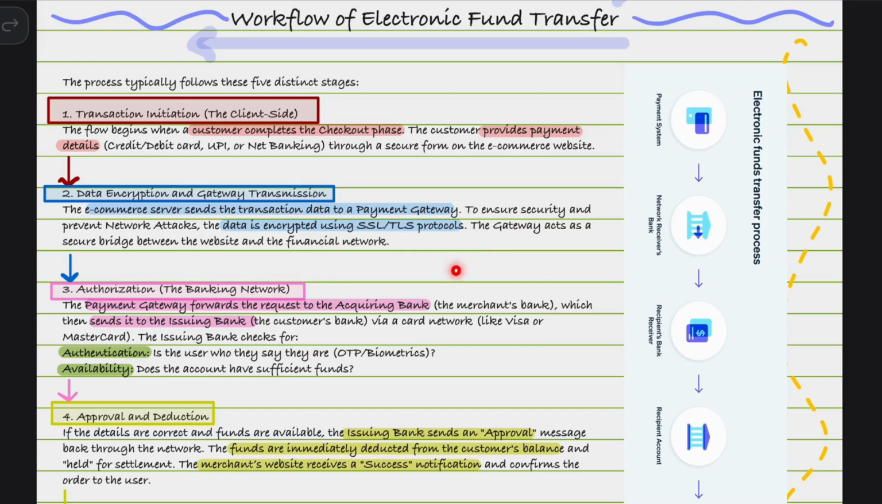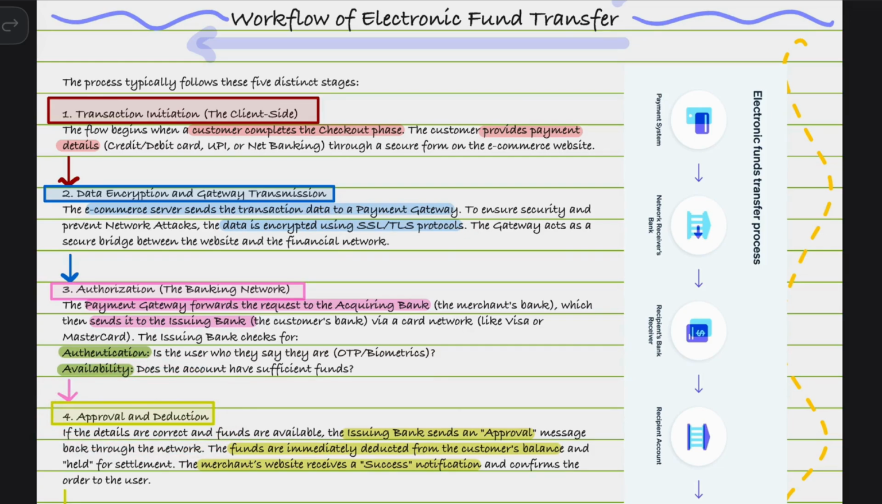Then Rahul's bank evaluates the incoming request and checks for two critical things. First, authenticity: did he clear his OTP check? If yes, then it checks the availability: does Rahul actually have $500 in his account? If yes, then we go to the next stage, that is approval and deduction.